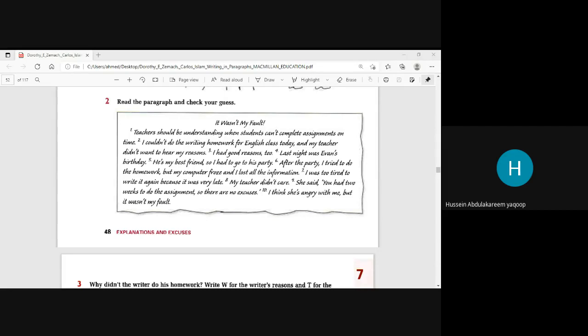Ali Ayad, please. Numbers 7 and 8. I was too tired to write it again because it was very late. My professor didn't care. She said you had 2 weeks to do the assignment, so there are no excuses. I think she's angry with me, but it wasn't my fault.